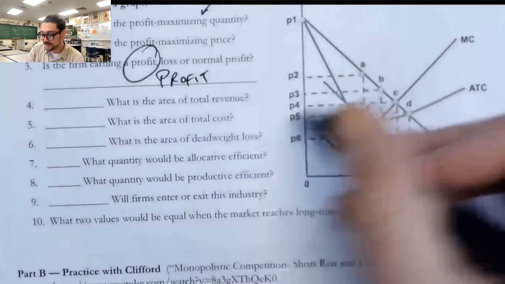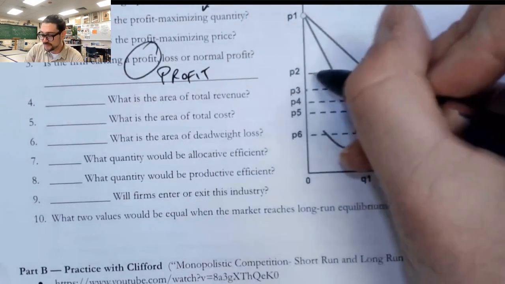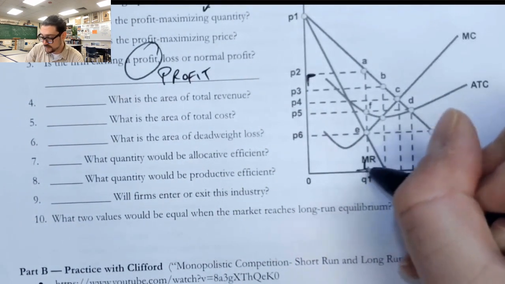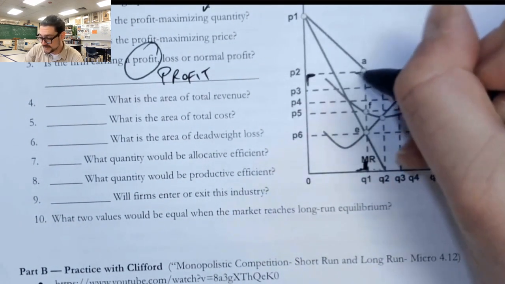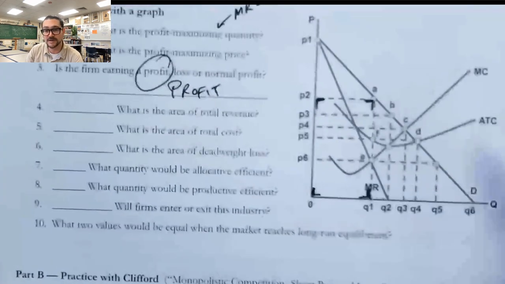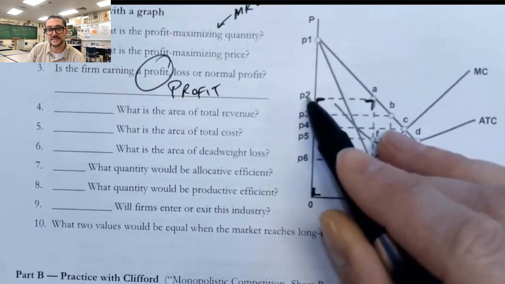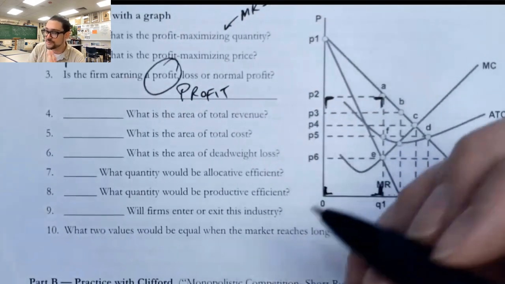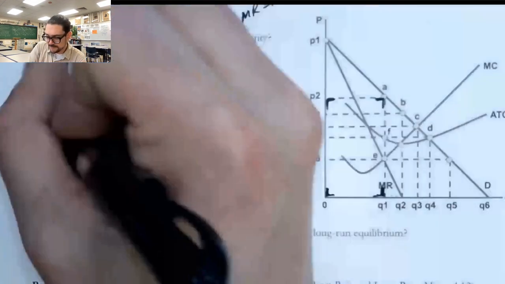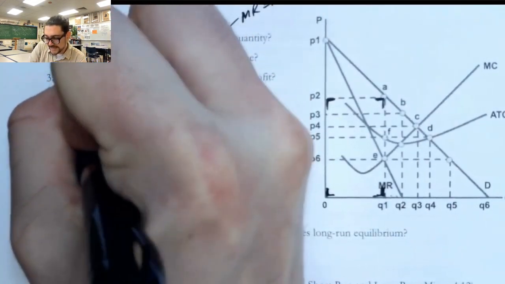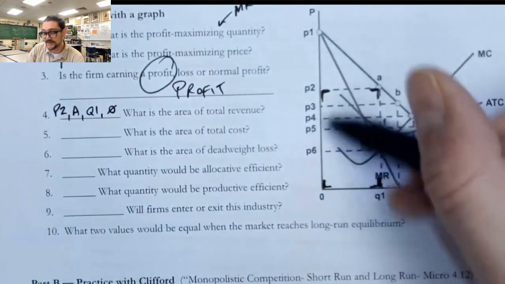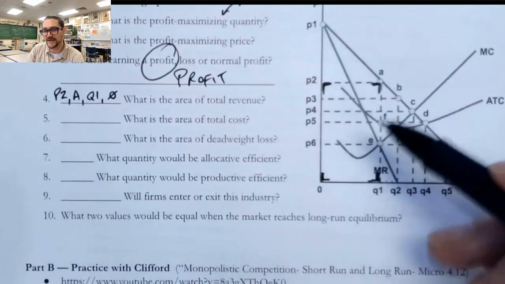So next part, area of total revenue. The price P2 is right here, all the way down to the quantity. So it's this great big rectangle right here that I'm outlining with these little marks. That's our total revenue because it's the price times the quantity. There are two ways we can write that: P2 times Q1, which is pretty easy, or we could say P2, A, Q1, and 0. That's outlining the points, and that's usually the preferred method.